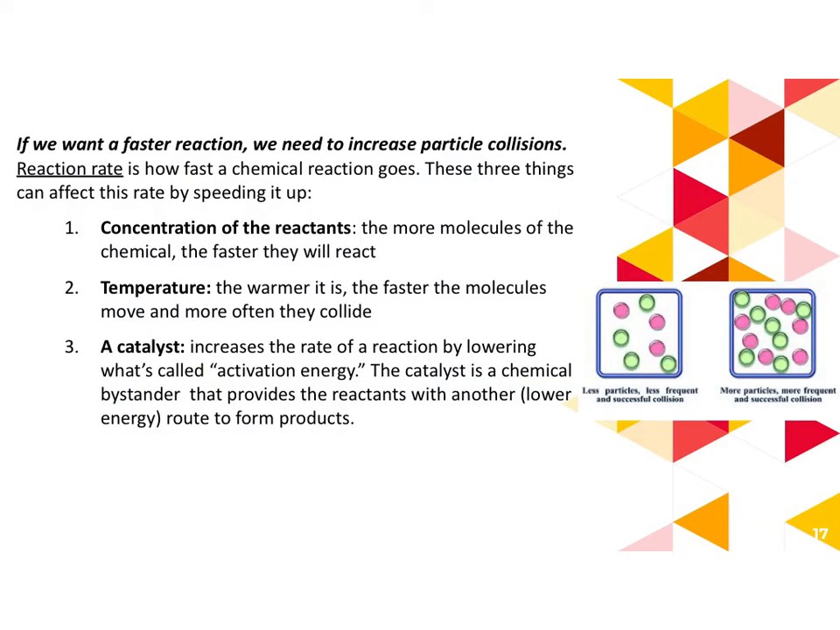If we want a faster reaction, or if we need the reaction to go at all, we need to increase particle collisions. Reaction rate is a term for how fast a chemical reaction goes. These 3 things affect reaction rate by speeding it up, by causing more particle collisions. The first is the concentration of the reactants. The more molecules, the faster they're going to react with one another. That makes sense. If you have a bowl full of nuts and bolts and you need to combine them, the more nuts and bolts you have, the easier that process is going to be.